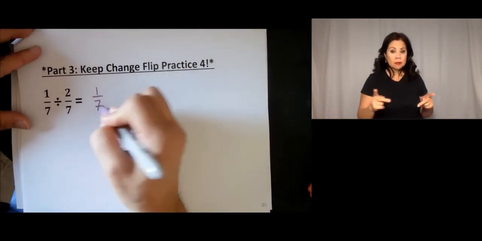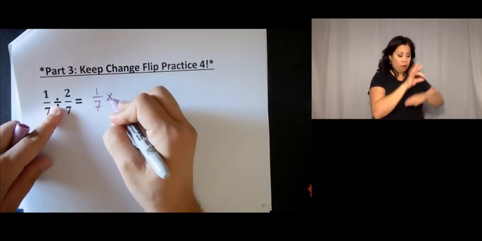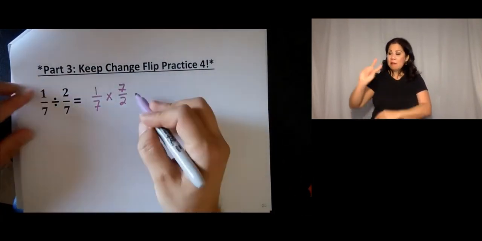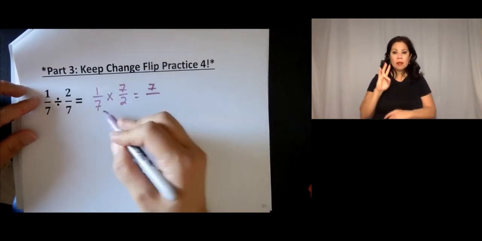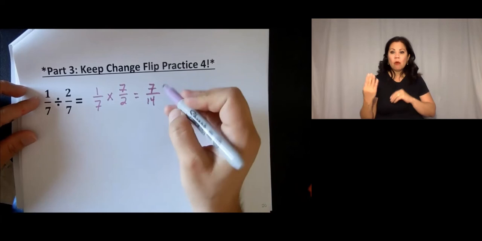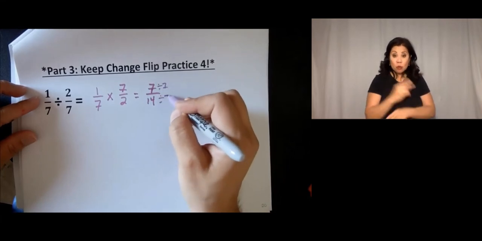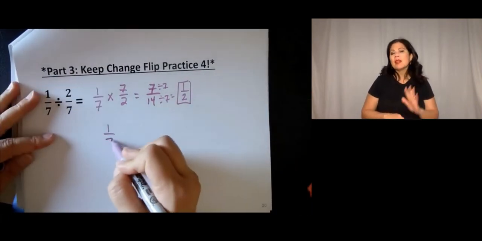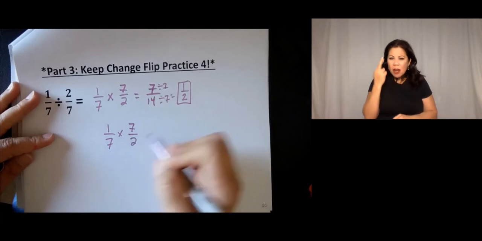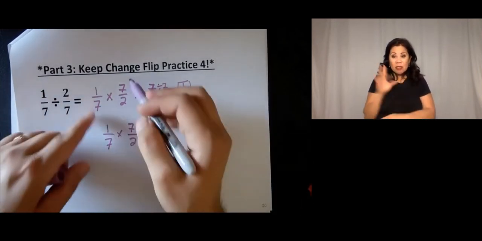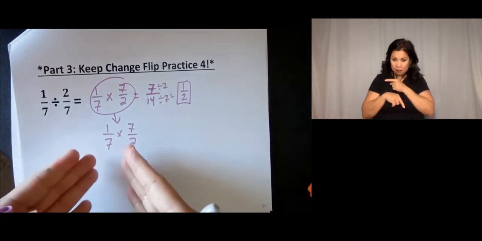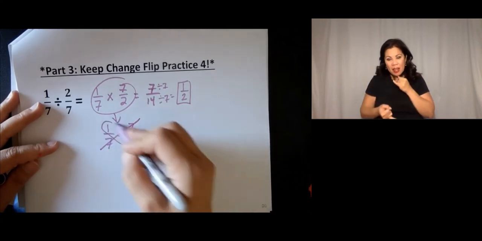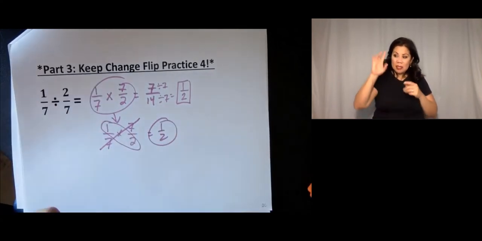All right, so I have 1/7. I keep the first fraction, change the division to multiplication, and flip that second fraction. It's the same thing over and over again. Okay, so 1 times 7 is 7. 7 times 2 is 14. I can divide by 7, top and bottom, and I get 1/2. And if you didn't realize that you could divide by 7, look right here. From this part right here, I can simplify before I even get to that point, because look, cancel those sevens out, here's my 1/2.